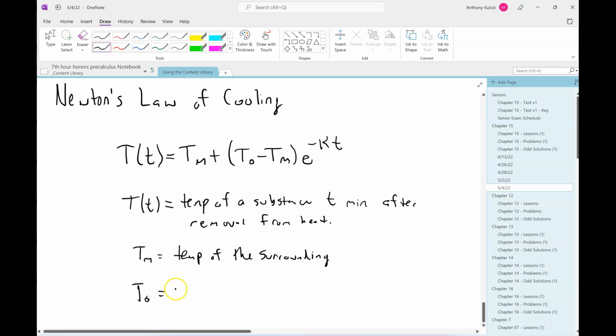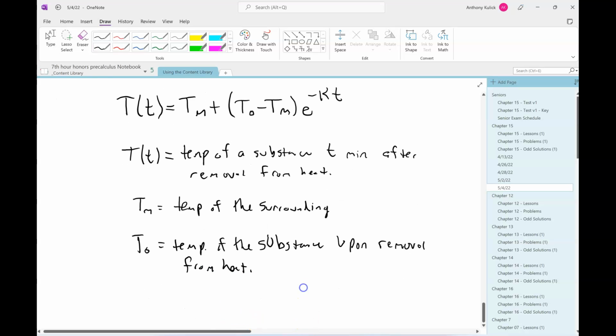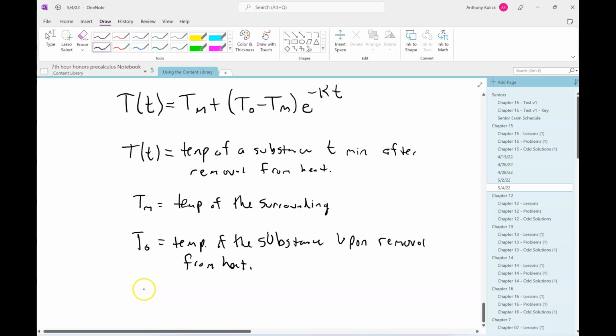T naught is the temperature of the substance upon removal from heat. So that's how hot it is after you take it out of the heat source. K is going to be a constant, but that constant is specific to the substance. Which shouldn't come as a big surprise, right?